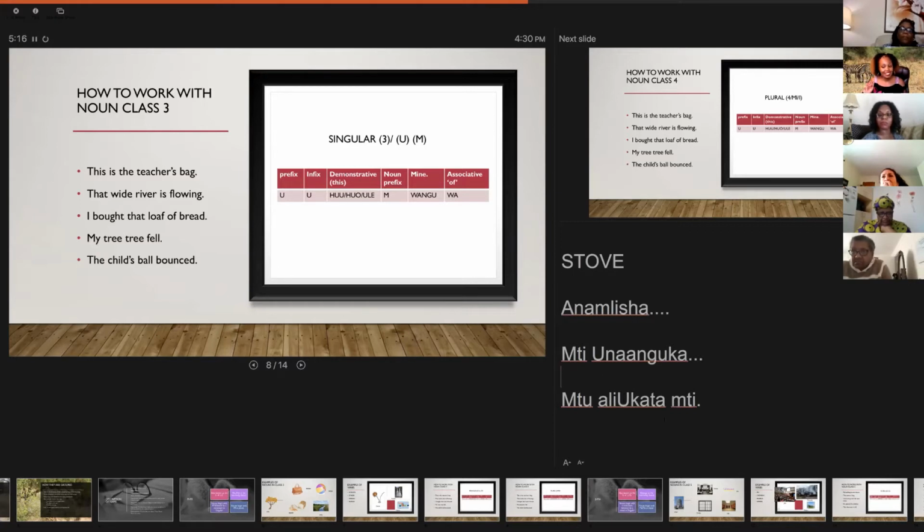The easy thing about this is that it still remains the u. It doesn't change. Unlike when you're talking about people, at the beginning is a and in the middle is m. But when you're talking about noun class 3, u and u. So mti unaanguka or mtu aliukata mti. If we want to talk about a tall tree, we will say mti refu, because like we said, Swahili loves to match.